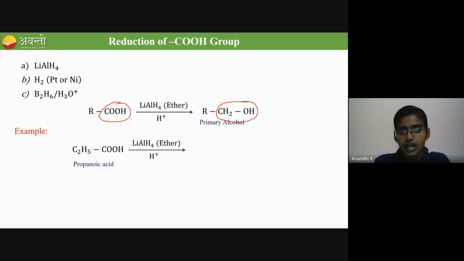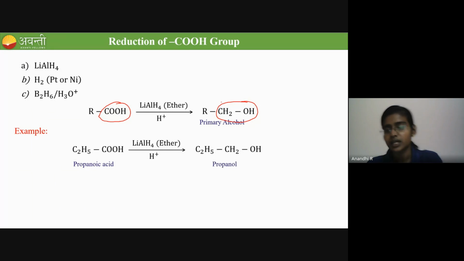So let us see an example. I took propanoic acid here. Propanoic acid has 3 carbons. So treat it with lithium aluminium hydride in presence of ether and H+. Ether is a solvent. And in acidic condition, what do we get? We get propanol, the 3 carbon containing alcohol.